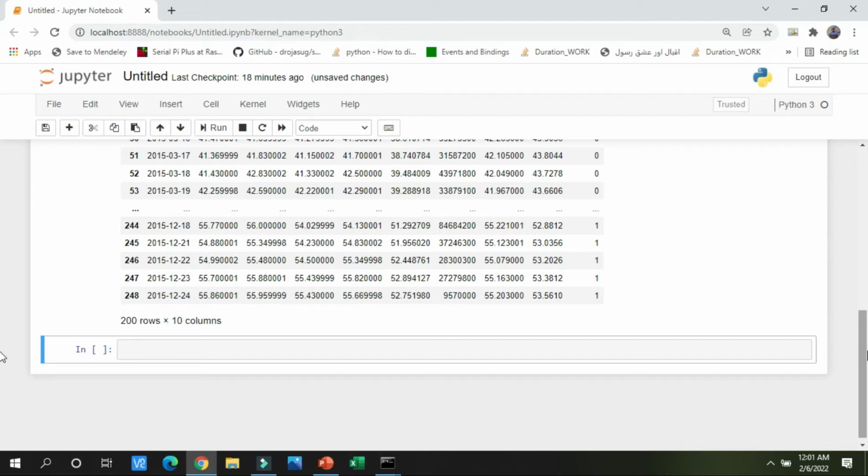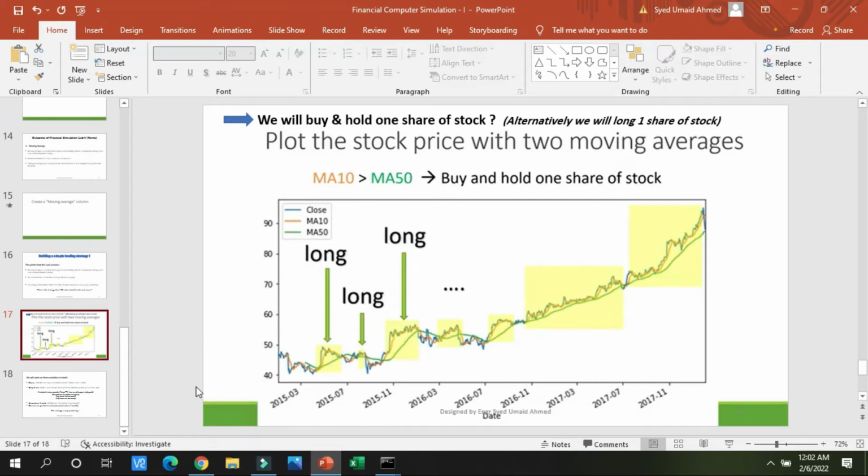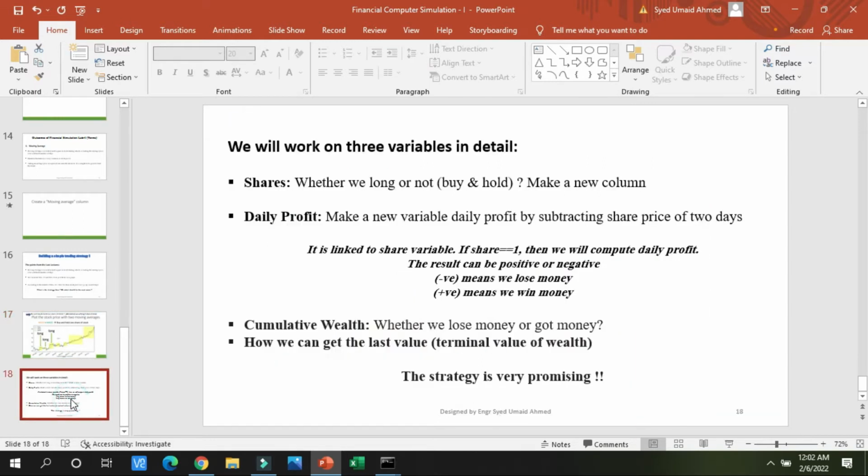We have added the shares column. Now what is the next step for building a trading strategy? We have successfully covered this long step by making the column share. Now the second variable we are going to work on for building a simple trading strategy is a new variable, daily profit. How can we calculate the daily profit?